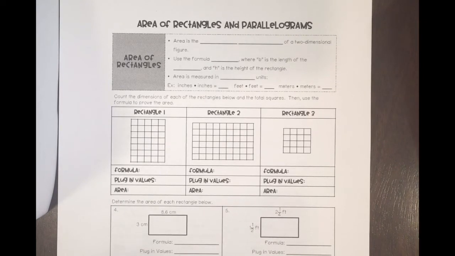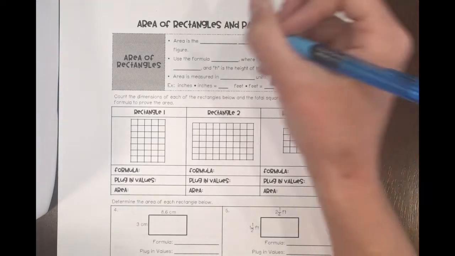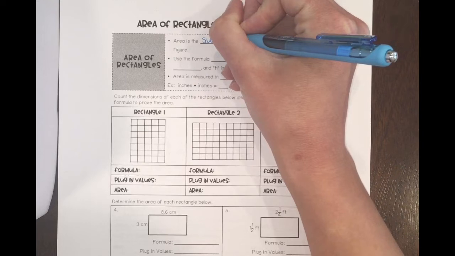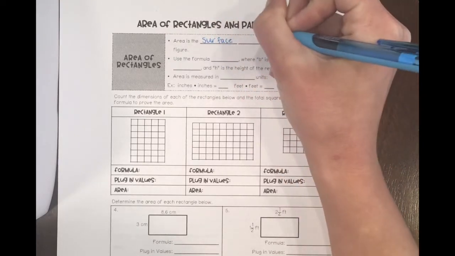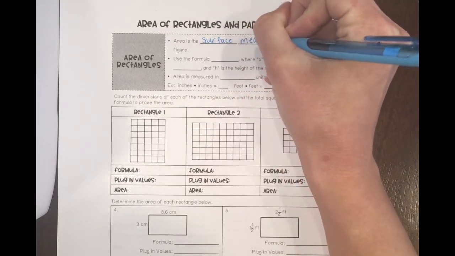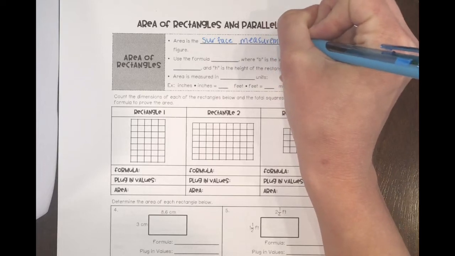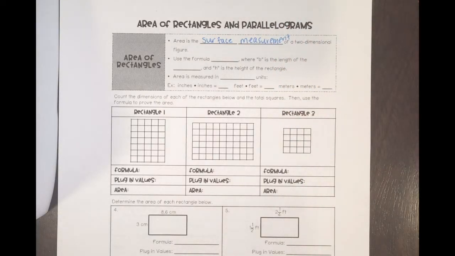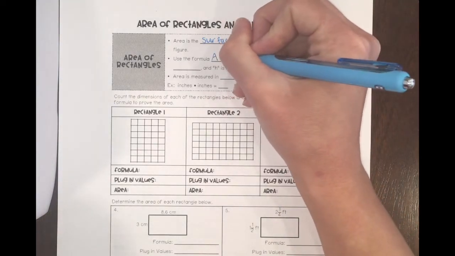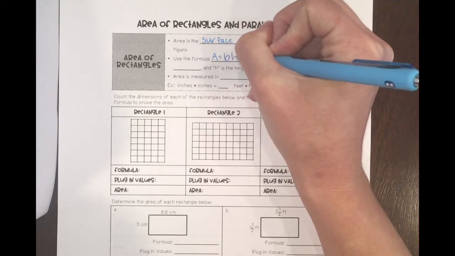When we're looking at rectangles, area is the surface measurement of a two-dimensional figure. And remember, two-dimensional is flat. It's like a piece of paper, or if you were just looking at the floor in your house, area would be covering it. So if I wanted to color this whole piece of paper, I would be coloring the area of this rectangle.